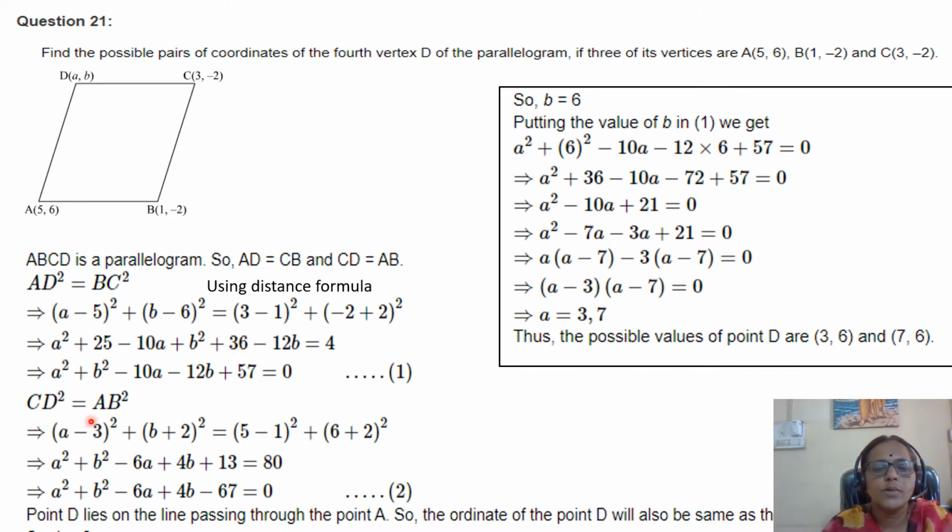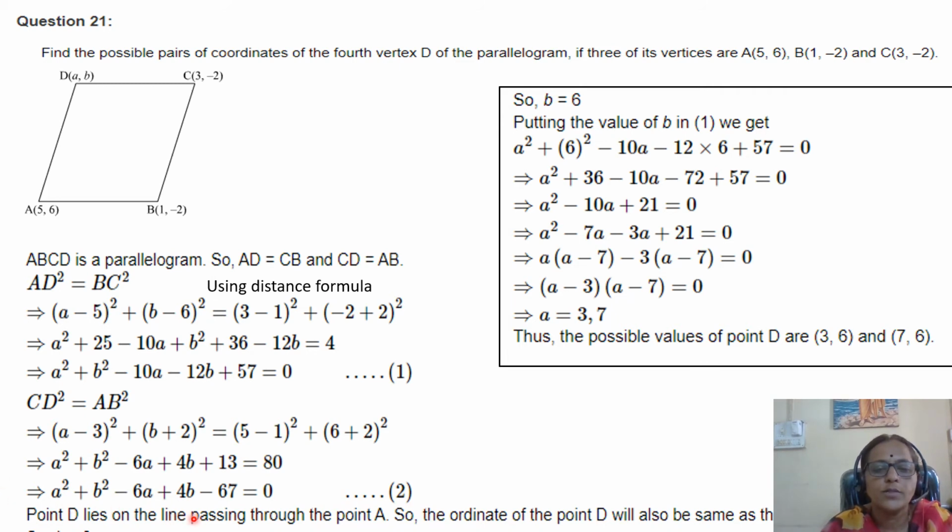CD square is equal to AB square. Distance formula again. (a minus 3) whole square plus (b minus of -2, that is b plus 2) whole square is equal to (5 minus 1) whole square plus (6 minus of -2) whole square. So this is 8 square, this is 4 square, 16. a square minus 2ab plus b square, a square plus 2ab plus b square. Apply it. Collect the terms, label it as equation 2.